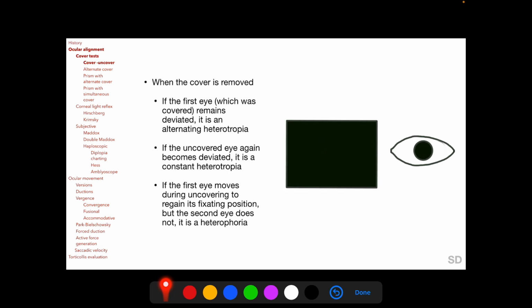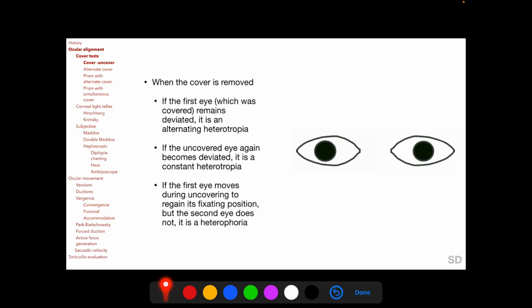The third possibility is that the first eye moves to take up fixation, but the second eye does not move. Then it is called a heterophoria, and the pre-existent tropia is then labeled as intermittent tropia. Heterophorias can also occur without a coexistent heterotropia, in which situation during the cover test we will not find any movement of the second uncovered eye, and during the uncover test we will find movement of the initially covered eye, but we won't find any movement of the uncovered eye.